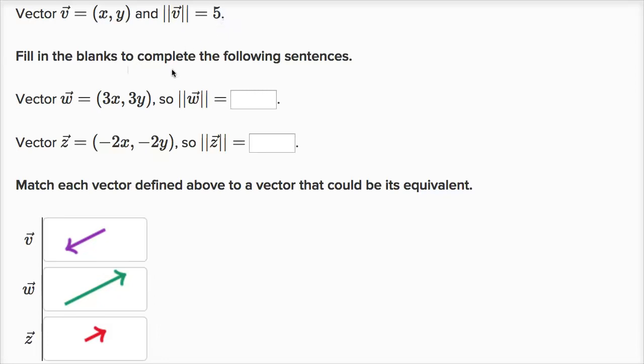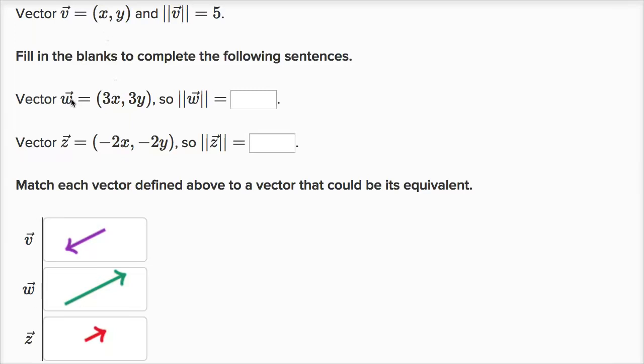And it says fill in the blanks to complete the following sentences. So they're saying vector w right over here. They didn't have to actually write the word vector. They have an arrow on top of the w, so we know it's a vector. So vector w, its components are 3x and 3y. So its x component is 3 times the x component of vector v, and its y component is 3 times the y component of vector v. Instead of having a y, it has a 3y. Instead of having an x, it has a 3x.